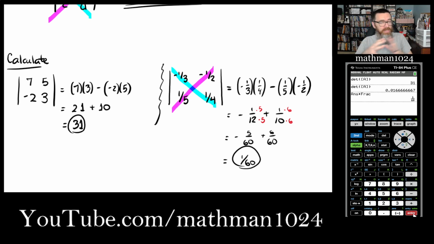Now there are a lot of really neat things that we can do with determinants in terms of solving systems of equations. And we're going to talk about that in just a moment.